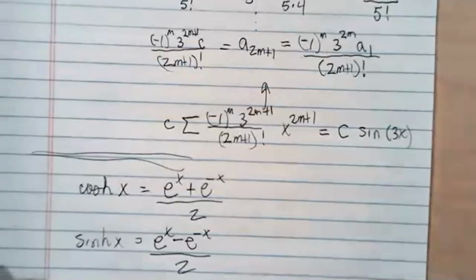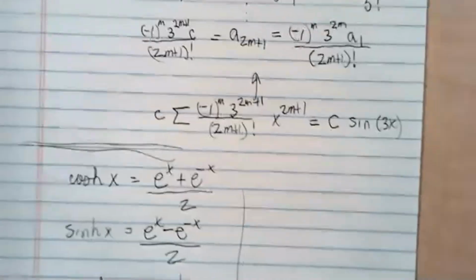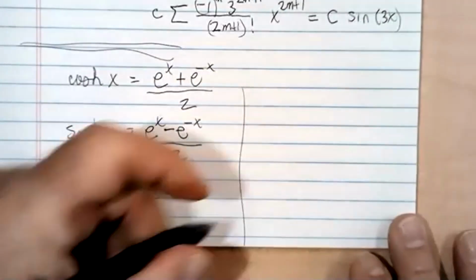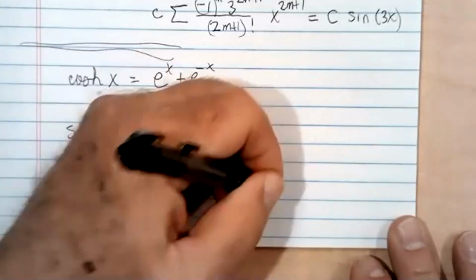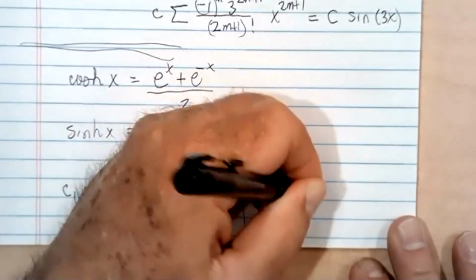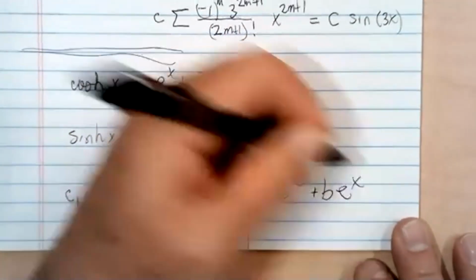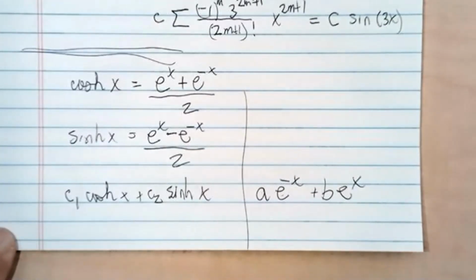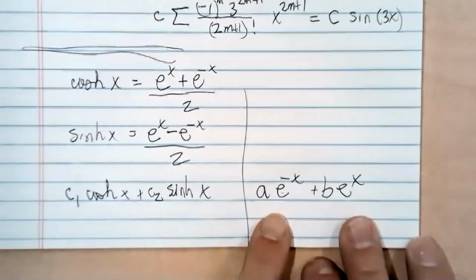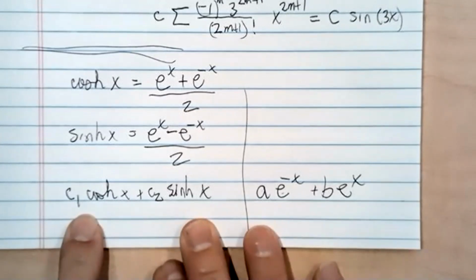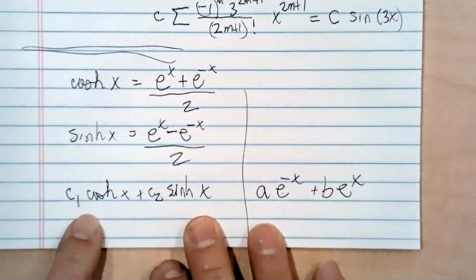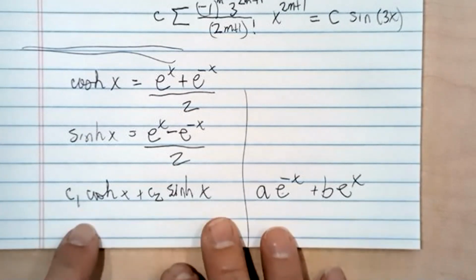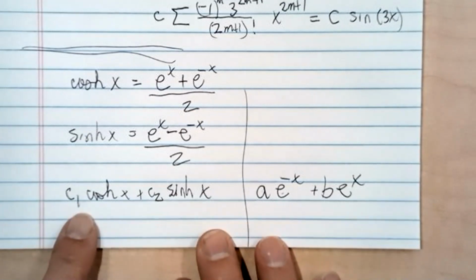So plus and minus. Notice a linear combination, c1 cosh x plus c2 sinh x, is equivalent to some other linear combination, let's say a e to the minus x plus b e to the x. So as you're working through these series problems, if you get this, say, by separation and this by series, that's just fine. They're actually equivalent. So don't be surprised if that happens.